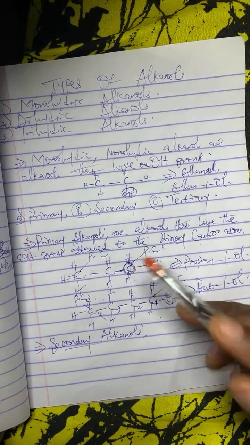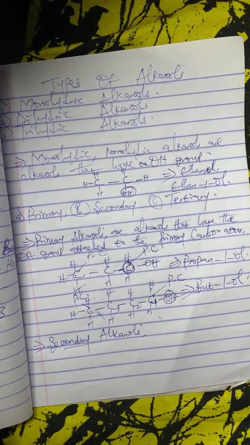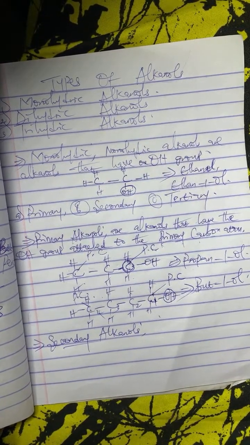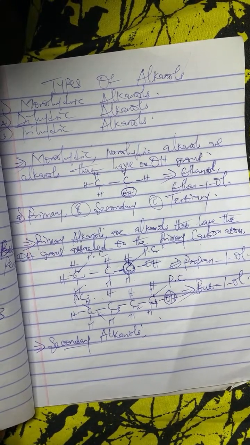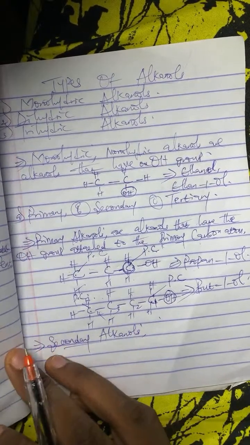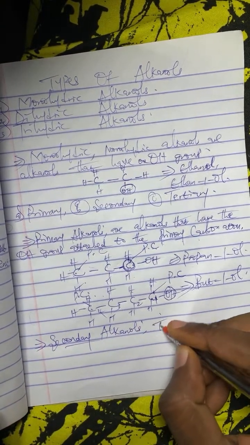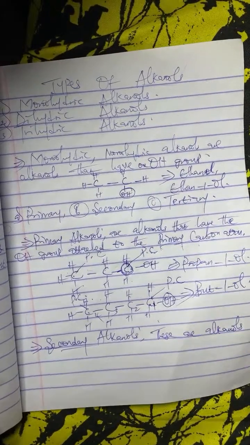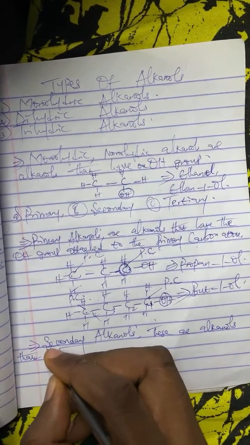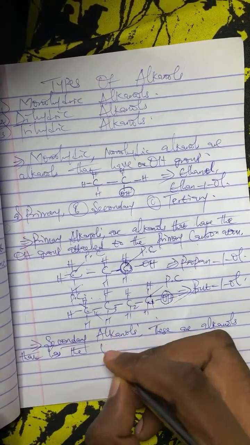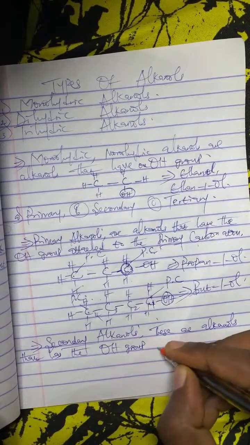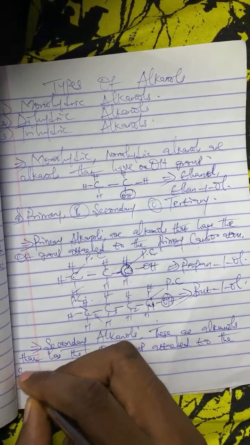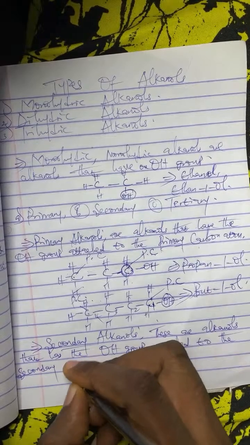Like here, like here. The first and the last carbon atoms are usually the primary carbon atoms. So let's move on to secondary alkanols. Now, under secondary alkanols, you need to understand that these are alkanols that have the OH group attached to the secondary carbon atom. Attached to the what? Secondary carbon atom.